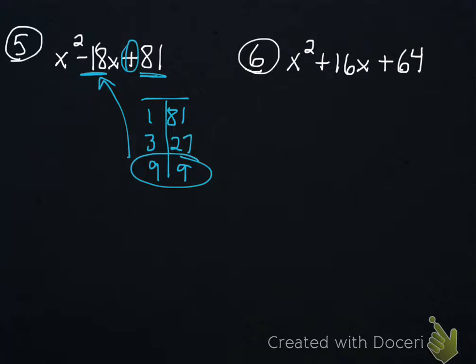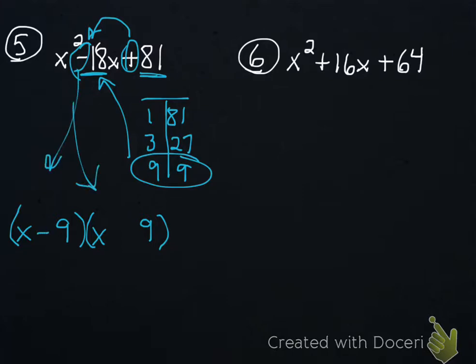And you're saying, but Mrs. Boots, it's negative 18. It's okay, we'll get there. So, binomials, 2 sets of parentheses. X is in the front, 9s are at the end. Both of my factors at the end. The 81 is positive. That means they both get the same sign as the middle.